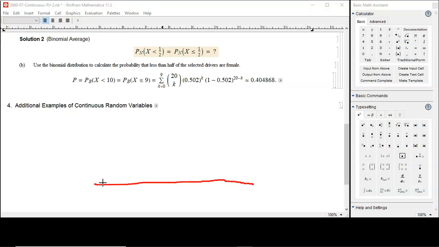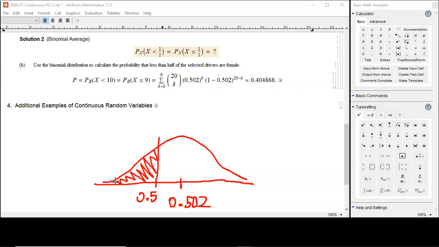So here is a normal approximation picture, and then 0.502, 50.2%. So 0.502 is the expected value, and 0.5 is the half. So less than half is going to be this area. I exaggerated, but the distance between these two is actually very, very small, you see. And you have to calculate the z-score accordingly.